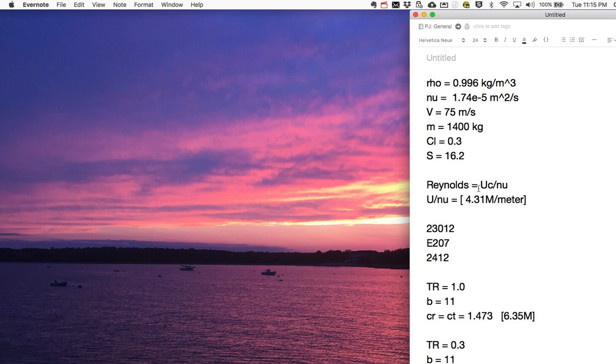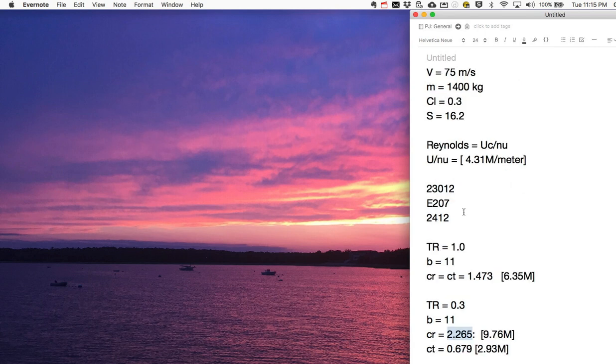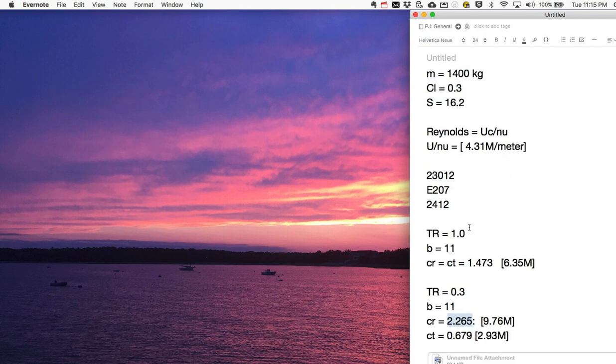If my chord was 2 meters, it would be twice this. It would be 8.6 million. If the chord was a half meter, it would be half this, which would be 2.15 million. So by knowing this number, I can just simply multiply this by any of the chord lengths in meters, and I will get the Reynolds number. So for this rectangular wing, we have a Reynolds number about 6 million.